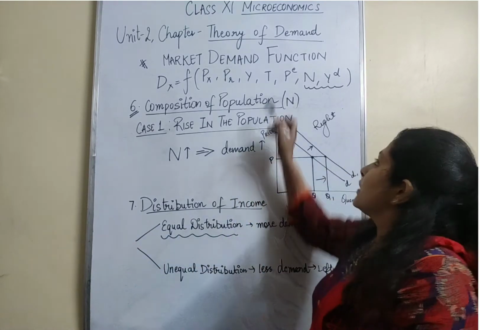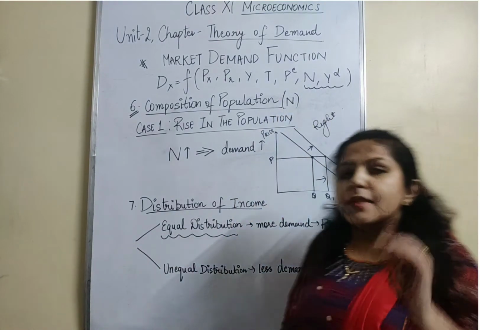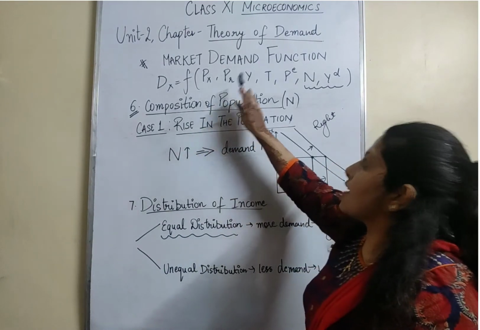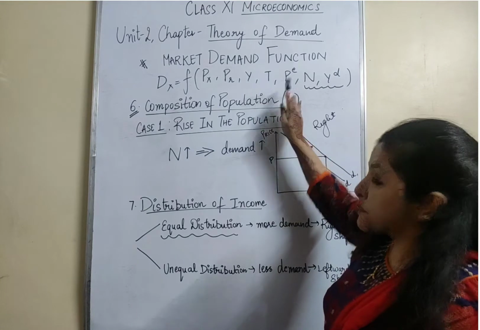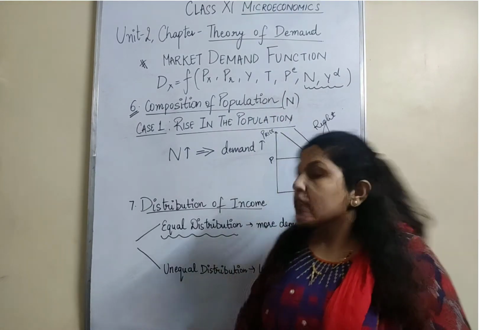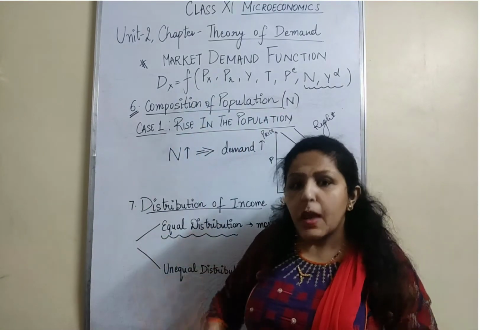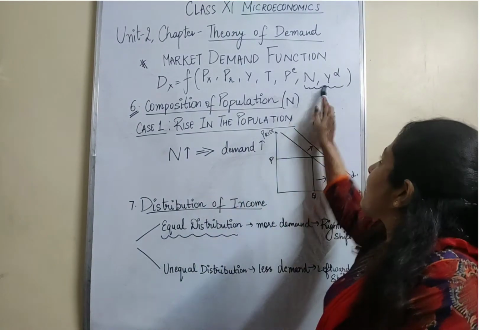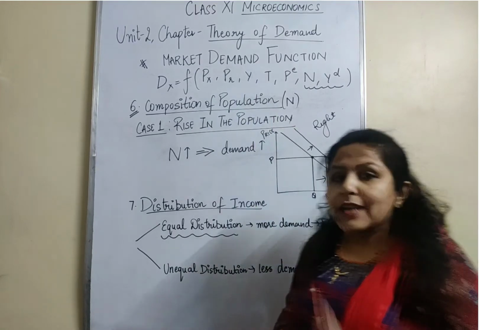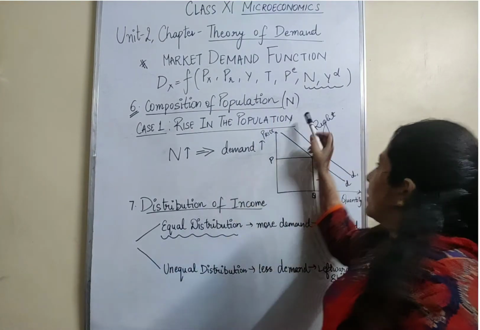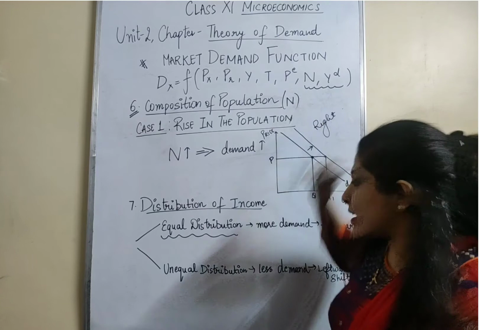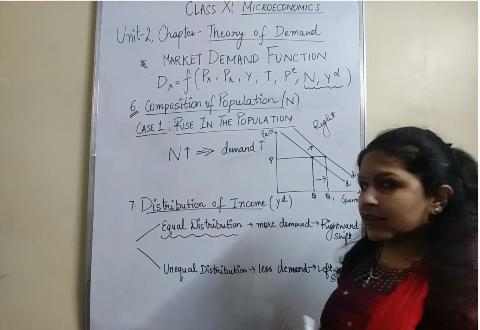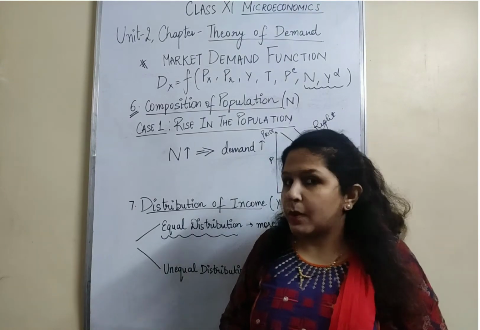So for that, we need to include 2 more determinants in the market demand function. That means price of a commodity, price of related goods, income, taste and preference, and future price expectation are also the determinants of the market demand function. But there are 2 more determinants that affect the market demand function explicitly, which are population, that is noted to be N, and distribution of income, that is noted to be YD. Right, so let's talk about both one by one quickly.